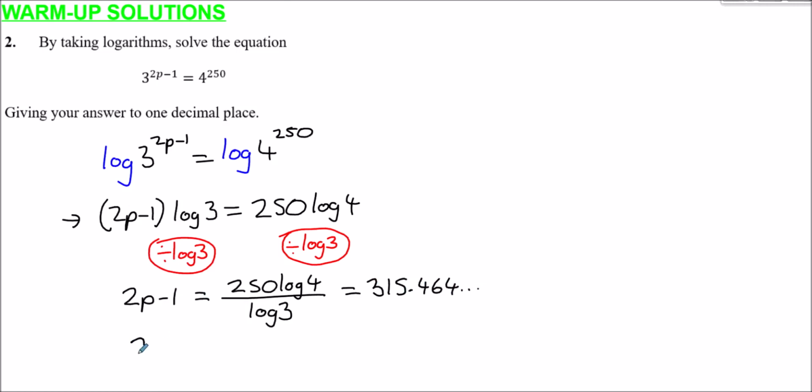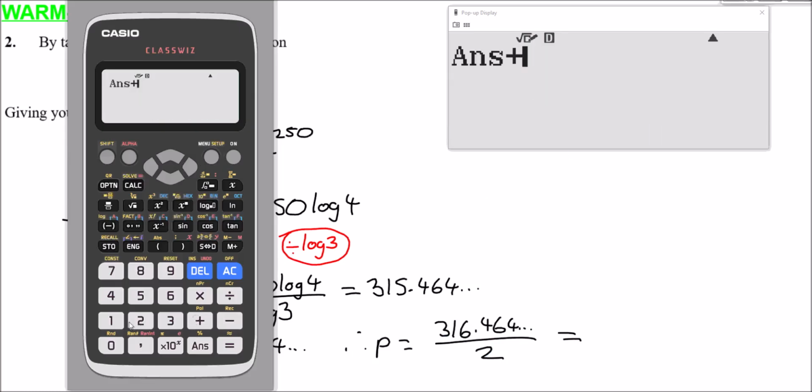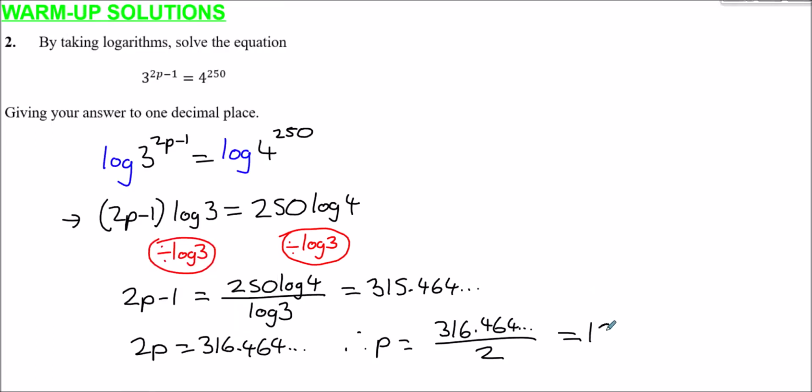Next, if I add 1 to both sides, 2p will be 316.464. Finally, divide by 2. P will be 316.464, and so on and so on, divided by 2. Let's see what this gives us. So here we needed to add 1, then divide by 2, and we're given the answer to 1 decimal place, like the question asked. 158.2 is what P is, at least to 1 decimal place anyway.